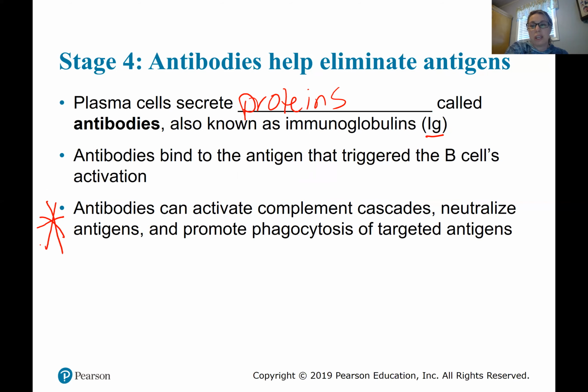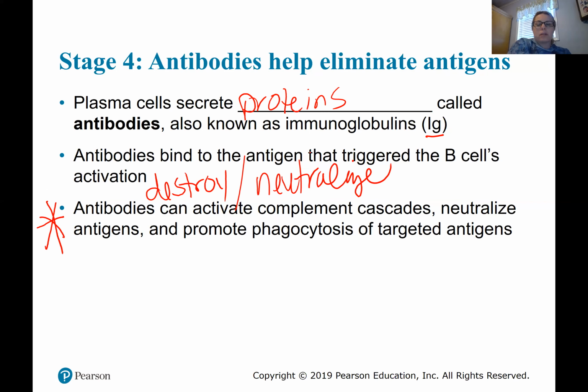Okay, so antibodies are going to kill, destroy, or neutralize a target by activating complement. Remember that from last time? We talked about it briefly. They neutralize the antigen or promote phagocytosis. So know how antibodies work, which is this bullet point here, and also know that antibodies are proteins.